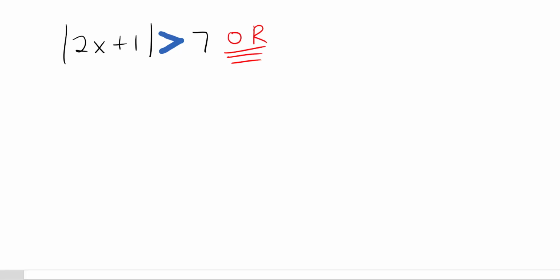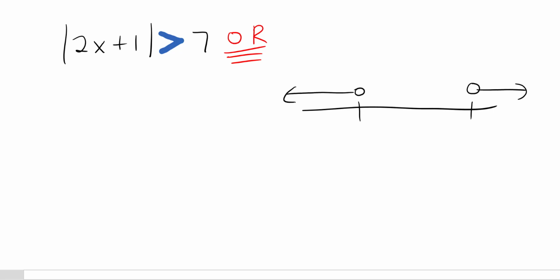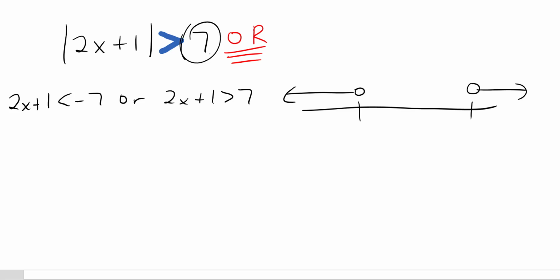Okay, so I know my answer is going to look like this. I just know it is. It's going to look like some values. It's greater than, so it's an open dot. It's going to look like this and like this. I just need to fill in those numbers, and that's what I'm going to figure out. So remember what I told you. It's 2x plus 1 is less than the negative of that, so less than negative 7, or 2x plus 1 is greater than positive 7. Got to remember that. It's less than the negative of that number and greater than the positive of that number. Okay? And then you solve.